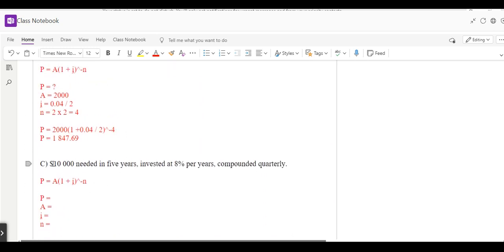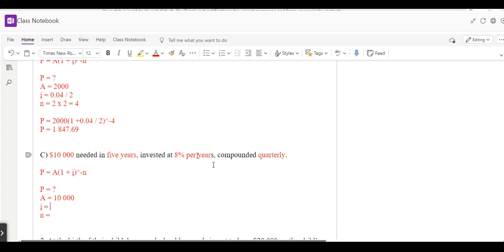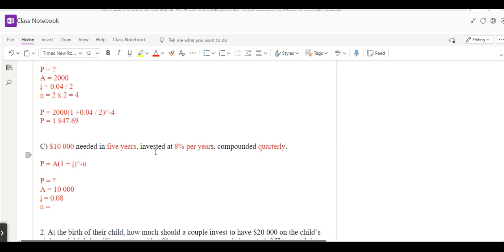Letter C here, we have $10,000 needed in 5 years at 8% per year, compounded quarterly. Okay, so we don't know how much we need right now, but in the future we need 10,000. The I value is going to be 0.08, and the number of years is going to be 5. And now since it's quarterly, our I value will be divided by 4, and our N value will be multiplied by 4. So 5 times 4 is going to give us 20.